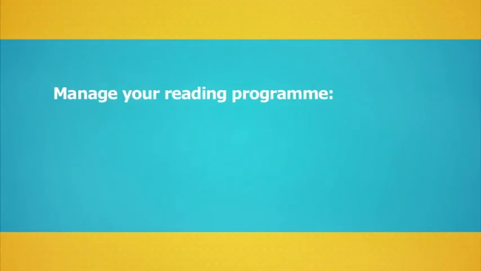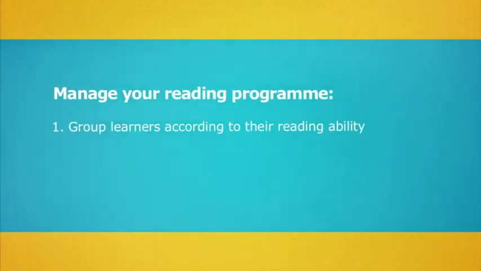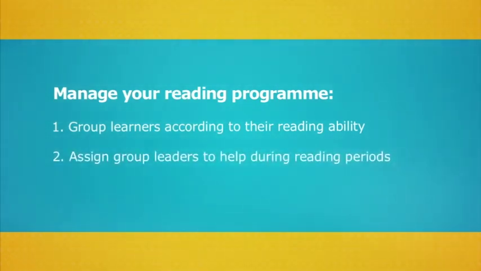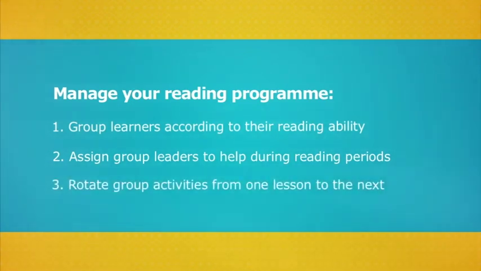The steps for the Vuma approach are: group your learners according to their reading ability. Assign group leaders to help during reading periods. Rotate group activities from one lesson to the next.